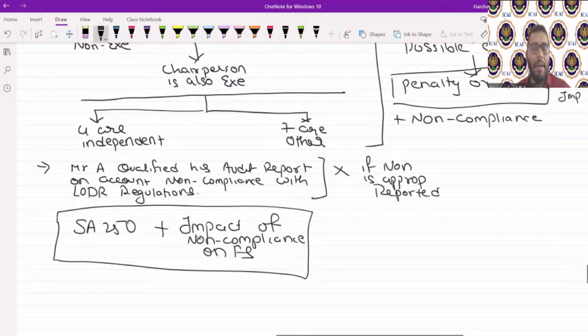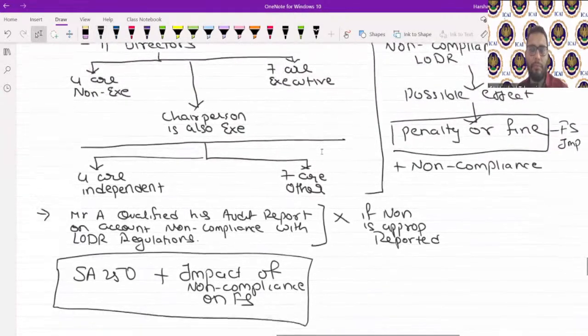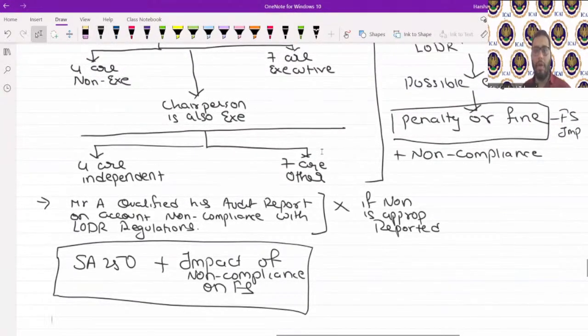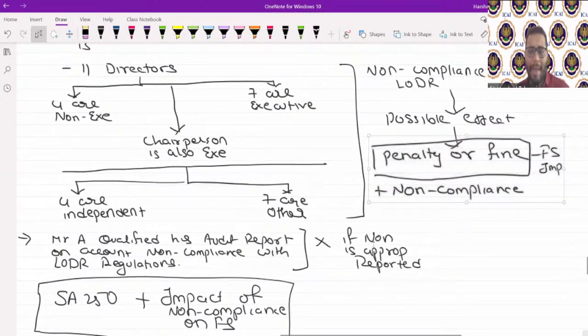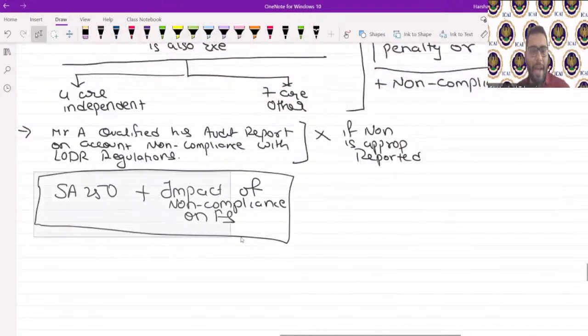So you need to understand what is the disclosure by management, what is the impact on the financial statement, and SA 250. Clear? So you need to understand, non-compliance with LODR, what is the possible effect? Then whether there is a penalty or fine for non-compliance. Then you need to check SA 250, the impact of non-compliance, and then only we can qualify. Understood?